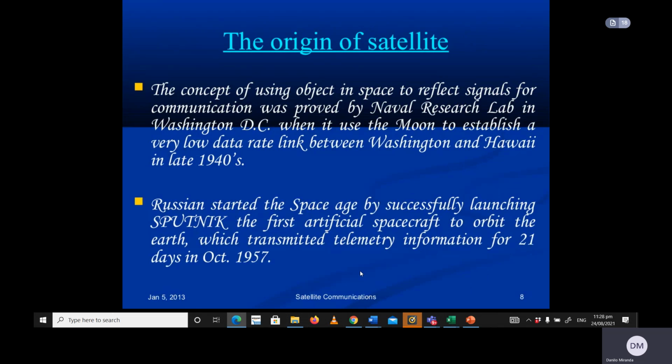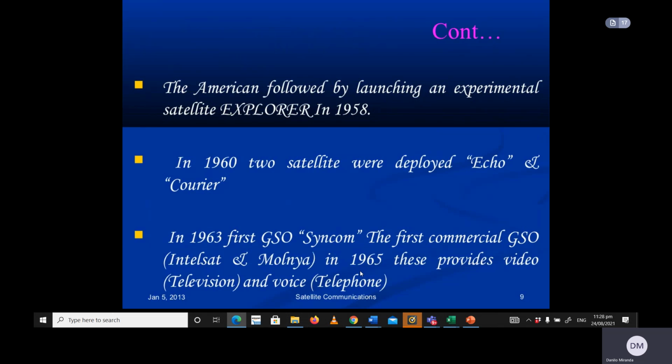The origin was in 1940, and then followed by the Sputnik of Russia in 1957. In 1962, satellites were deployed. We have the Echo and Courier, and in 1963, we have the first commercial GSO, Intelsat. Malaki na yung coverage, which involved television and voice or telephony at a distance.